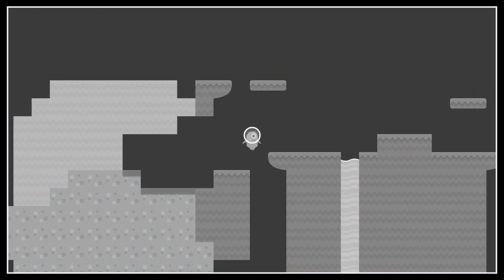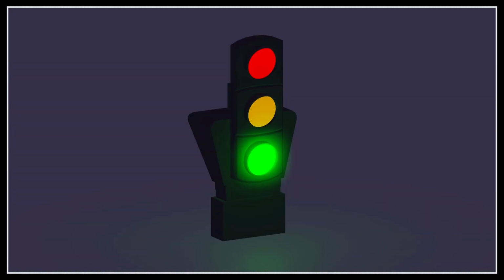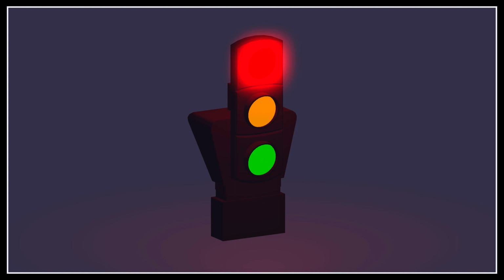However, we're not actually going to make a character today. Rather, we're going to focus on a simpler and less studied example, but that's just as important because it demonstrates how state machines can also be useful to environmental props. Because we're going to create a basic traffic light. I know it might not sound like much, but trust me, it will teach us a lot.